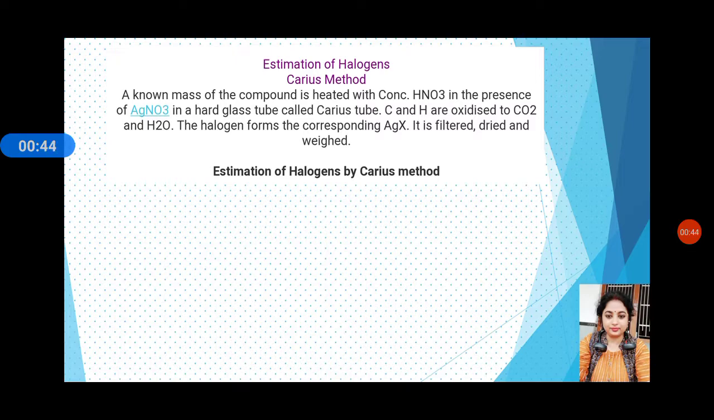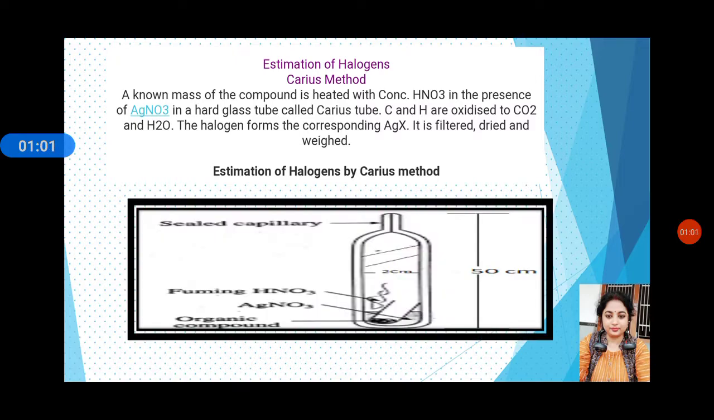So the method used to estimate the presence of halogens is the Carius method. In this method, we just estimate the presence of chloride, bromide, and iodide in organic compounds. The principle for this method is that the method is based on the fact that when an organic compound containing halogens such as chloride, bromide, or iodide is heated in a sealed tube, that tube is known as the Carius tube.